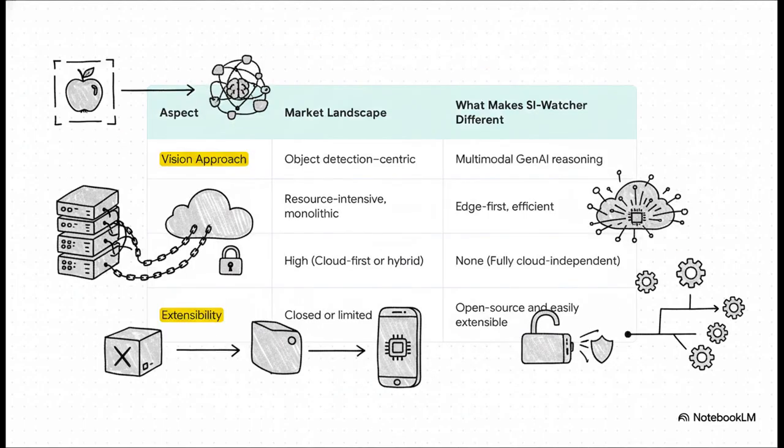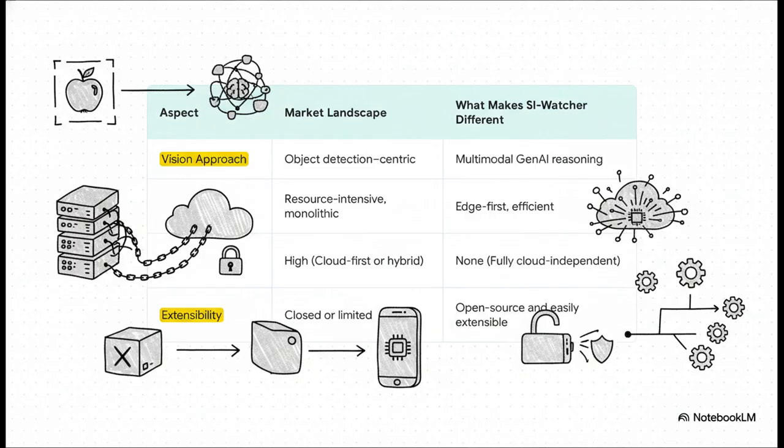Now, this chart is super helpful because it really highlights what sets SI Watcher apart. So most vision systems out there are focused on just detecting objects. They'll say car, person, dog. That's it. SI Watcher, though, uses that generative AI to understand the reasoning behind the scene, the context. And look at the architecture. Most systems are these huge, resource-hungry things that rely on the cloud. SI Watcher is designed to be lean, efficient, and run on the edge, totally cloud-free. And maybe the best part? It's open source. That means anyone can tinker with it, add to it, and customize it for their own needs.